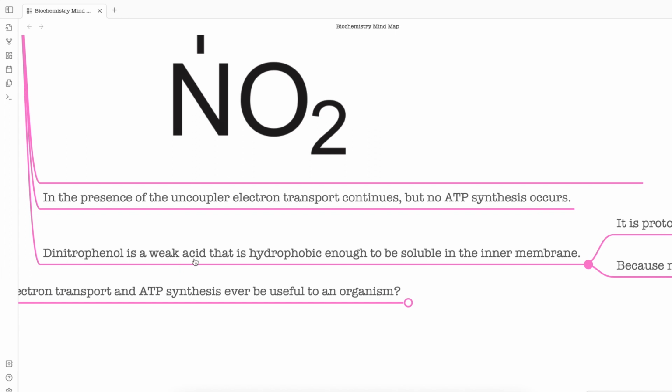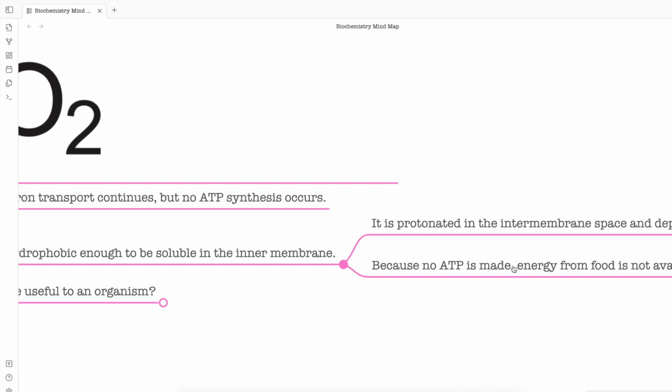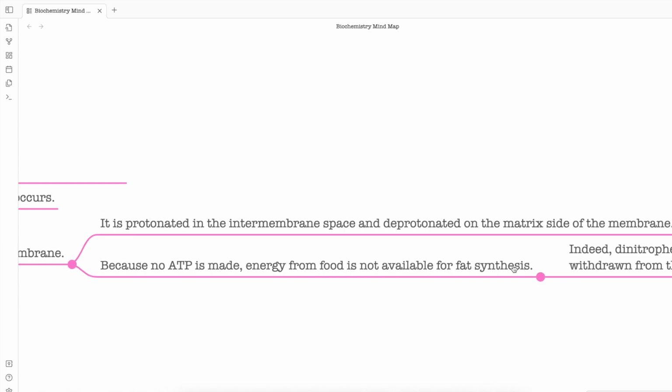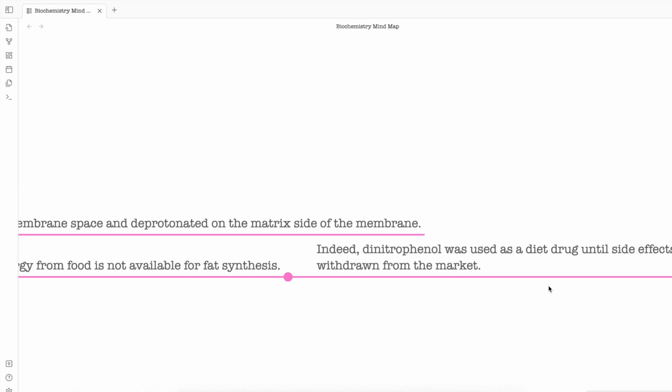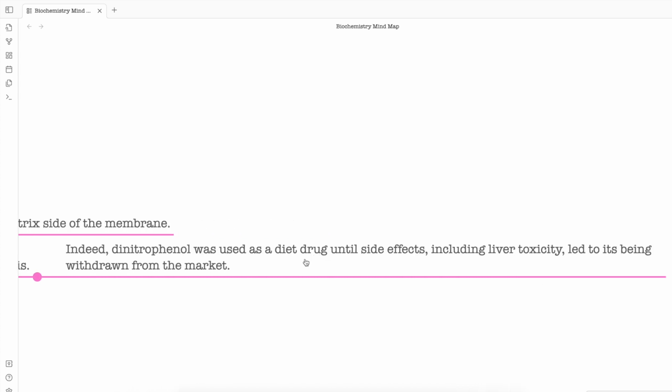Okay, so in the uncoupler the electron transport system continues, but no ATP synthesis occurs. The second point is that dinitrophenol is a weak acid that is hydrophobic enough to be soluble in the inner membrane, and as a result, it is protonated in the intermembrane space and deprotonated on the matrix side of the membrane. Because no ATP is made, energy from the food is not available for fat synthesis, and dinitrophenol was previously used as a diet drug until its side effects, including liver toxicity, were proved.